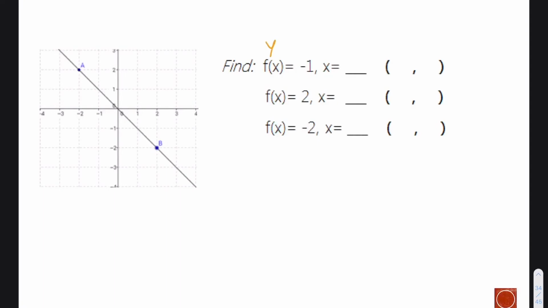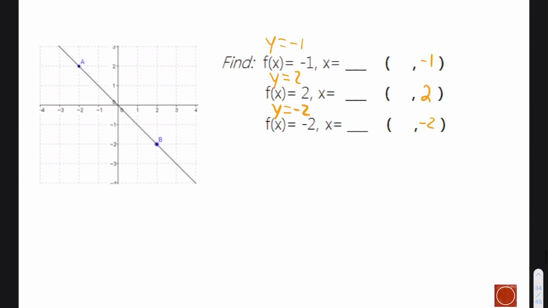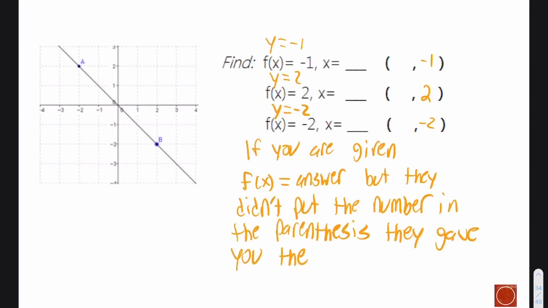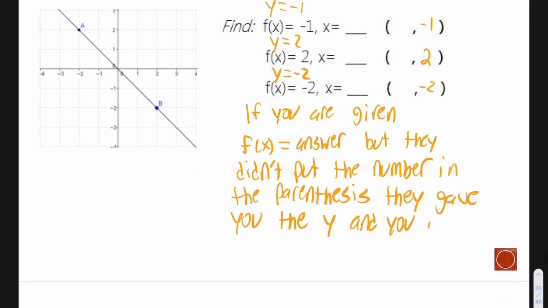They said that y is equal to -1. They said y is equal to 2. Y is equal to -2. So let's fill that in on the ordered pair. If they didn't give you x, then they gave you y, the part that was outside the parentheses. It's your job to find the x by looking at the graph or by looking at the equation.